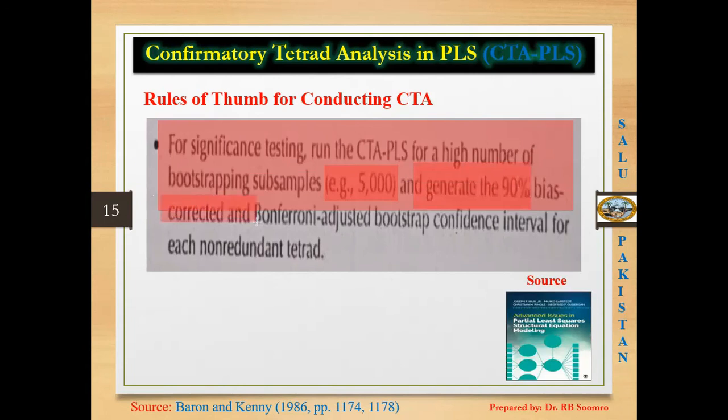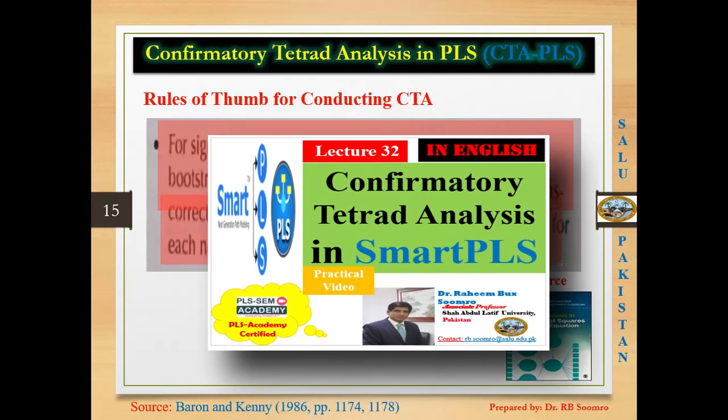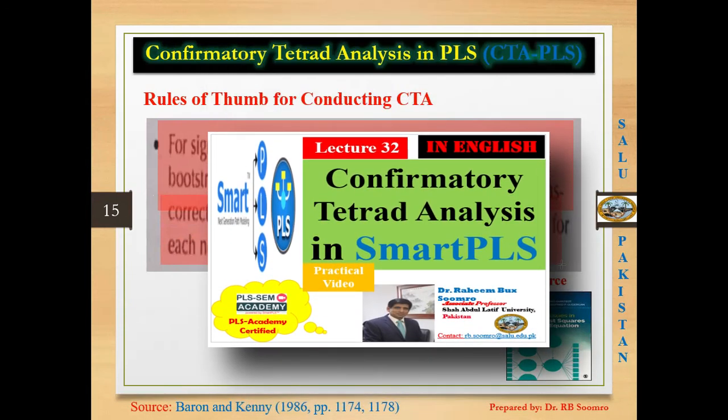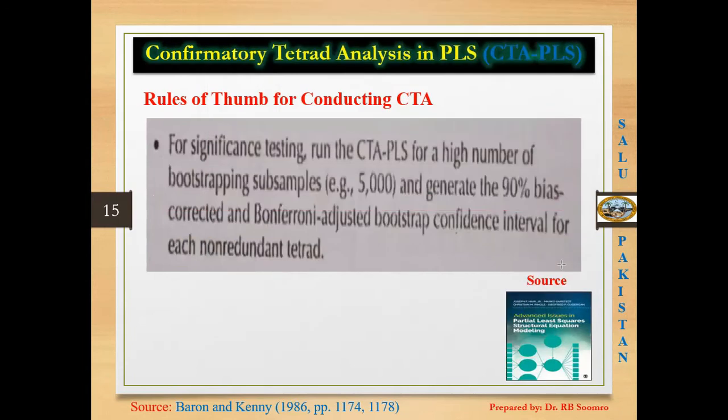That is about the bias-corrected and Bonferroni-adjusted bootstrap confidence interval for each non-redundant tetrad. So for each tetrad, you should choose two things. First, the bootstrapping sample size should be 5,000, and you should also apply the 90%. If you are unable to understand here, then my practical video lecture number 32 is available. I have applied the same thing over there, and then you can easily follow it.